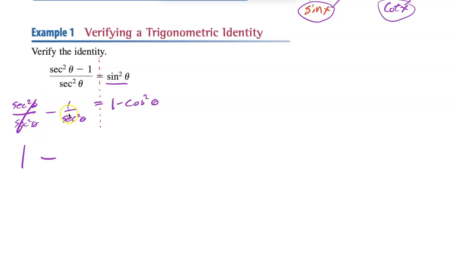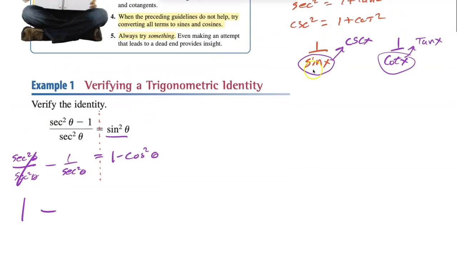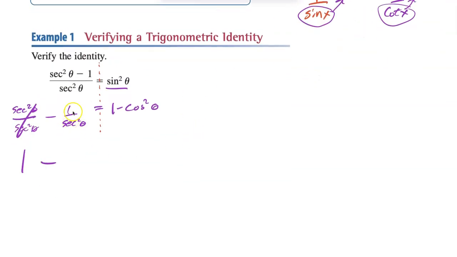And then 1 over secant squared, it's a reciprocal, right? Bring it to the top, it makes a cosine, like I said here. If it's on the bottom, bring it to the top, it flips. So even if it's squared, just bring the square with it. So this becomes cosine squared. And they match.